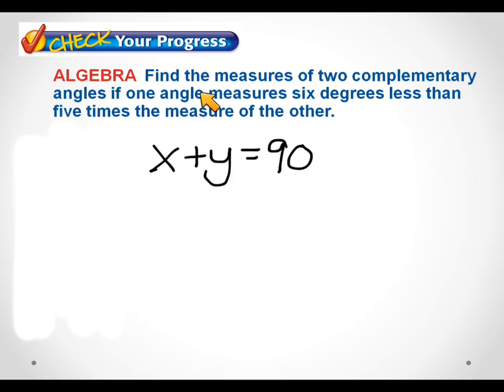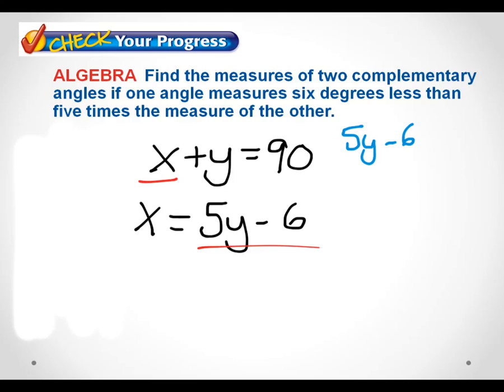One angle, let's call that angle x, is, there's not an "is" there, but I can kind of assume there is. One angle is 6 degrees less than 5 times the other. That's 6 degrees less than 5 times the other. Then I would just substitute and solve. It's very similar to the last one, except this time they're complementary. So I could replace this x with 5y minus 6. So I would get 5y minus 6, then I have plus y equals 90.